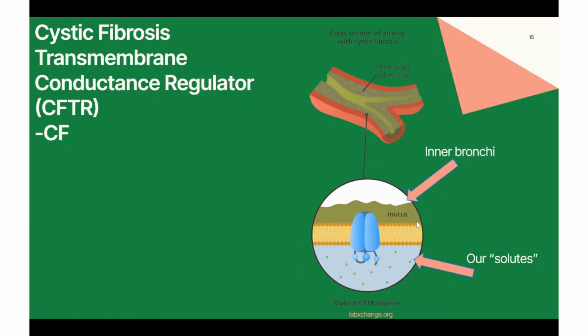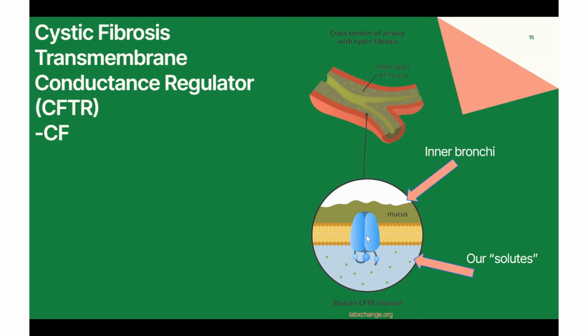Here's a pretty good picture of it. Okay, here's your really thick mucus, see up here. Here's our chloride that isn't going across, so it's not attracting water across to mix with the mucus to make it thinner. Why isn't it doing that? Because this channel is closed.